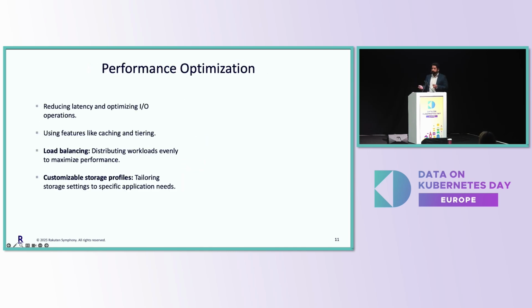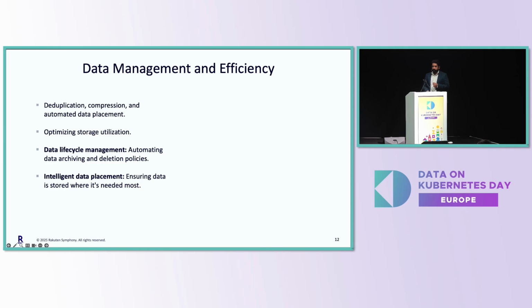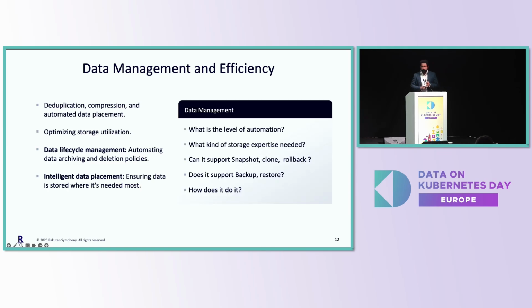And then the next important consideration is performance. Because we are involving a software layer, there is going to be a tax, but how big is the tax? Is it like 30, 40%, or is it close to bare metal? And then the important things that you have to look at here is, does it support data balancing? Does it support quality of service? Things like that.